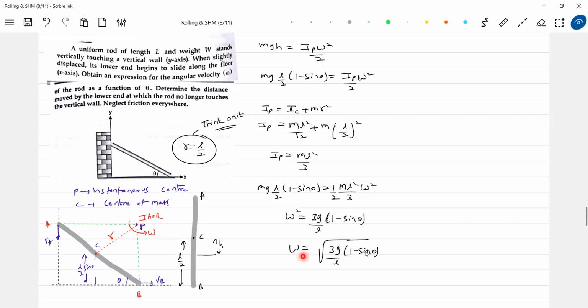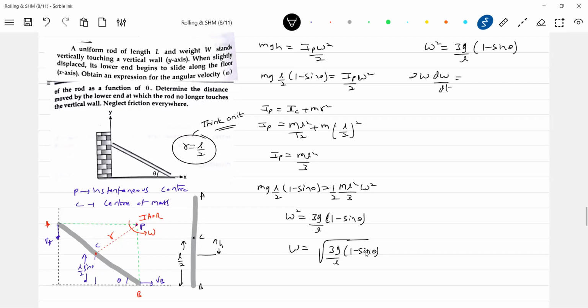Now he's asking, determine the distance moved by the lower end at which the rod no longer touches the vertical wall. Let's do one thing. We'll calculate the angular acceleration. So let me differentiate this equation with respect to time. I'll begin the next part of our discussion. I'll explain why the end A will lose contact at one specific angle. That angle is what he's asking. Am I right? So let me differentiate this with respect to time.